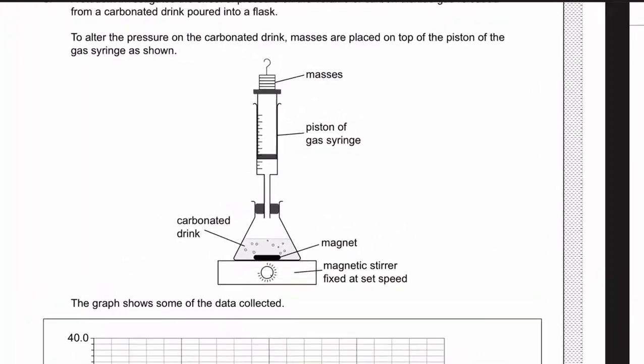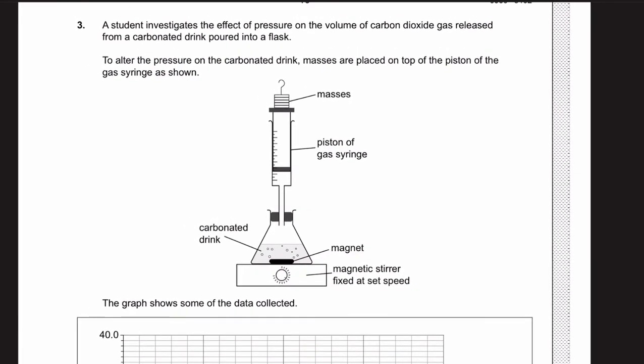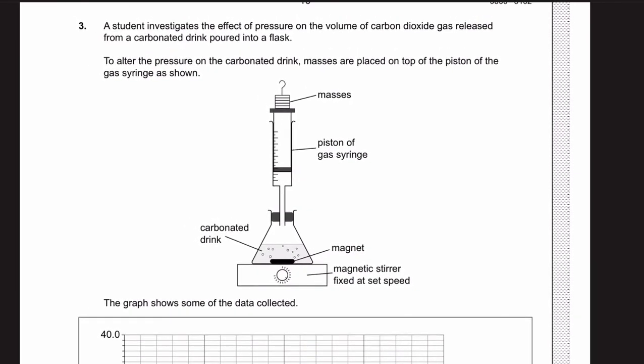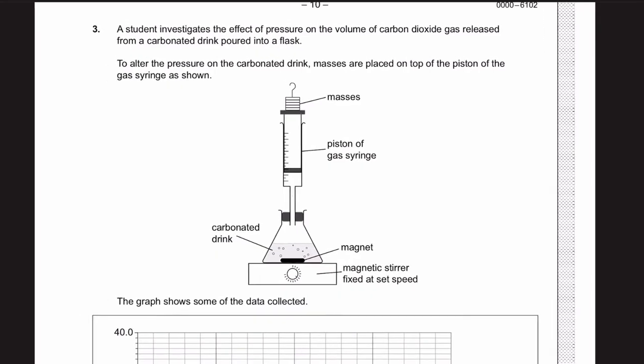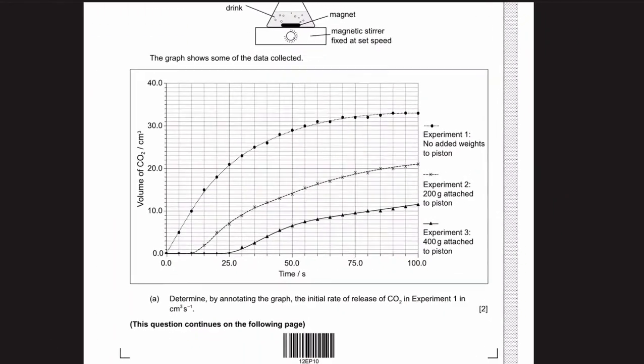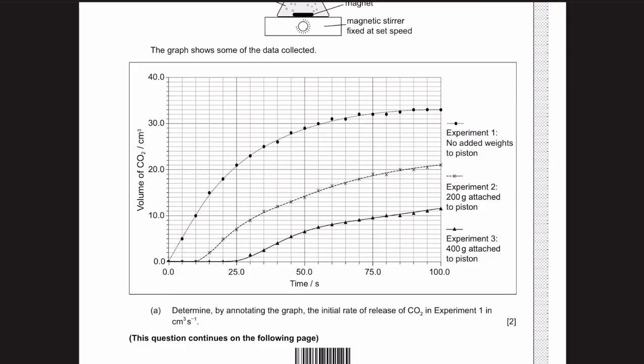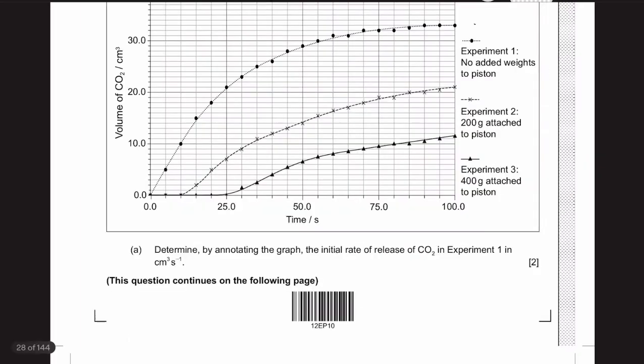A student investigates the effect of pressure on the volume of carbon dioxide gas released from a carbonated drink poured into a flask. To alter the pressure on the carbonated drink, masses are placed on the top of the piston of the gas syringe. Okay, I understand. And the graph shows some of the data collected. Okay, determine by annotating the graph the initial release of CO2.